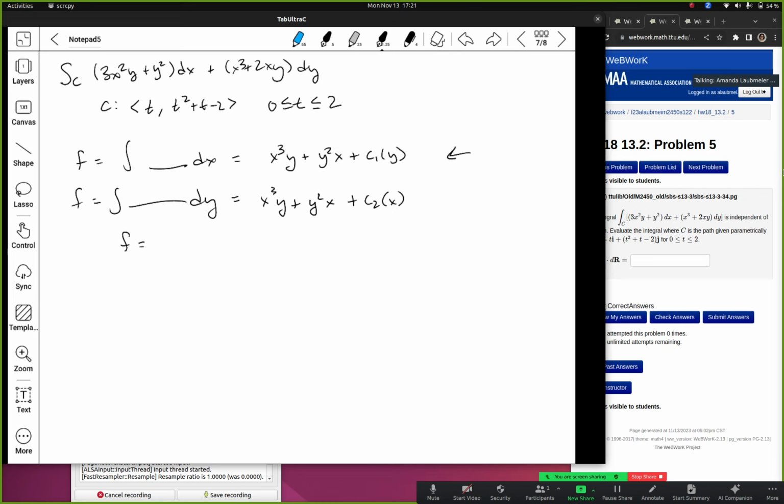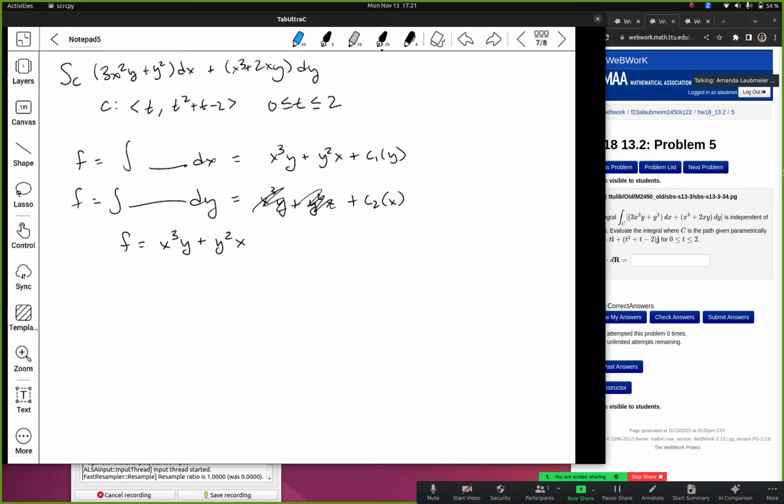So I'm going to start by looking at the result of my first integral, and I'm going to grab all the terms that I see and say that those make up my little f. And then I'm going to go through my second integral, and I'm going to cross out anything that I've already found. So I already found that x cubed y, and I already found that y squared x. So there's nothing new to add to the function. So I think that this is the little f that's going to be used in my fundamental theorem of calculus.